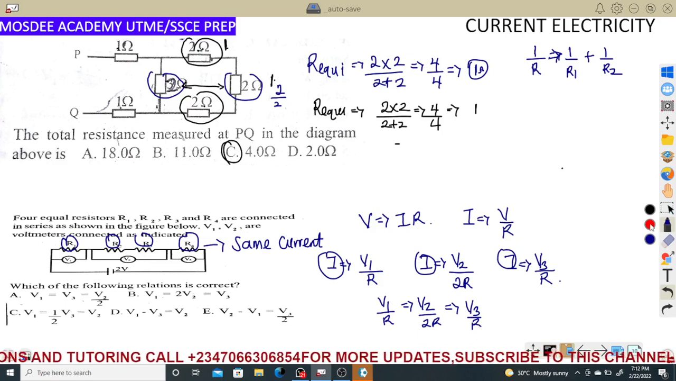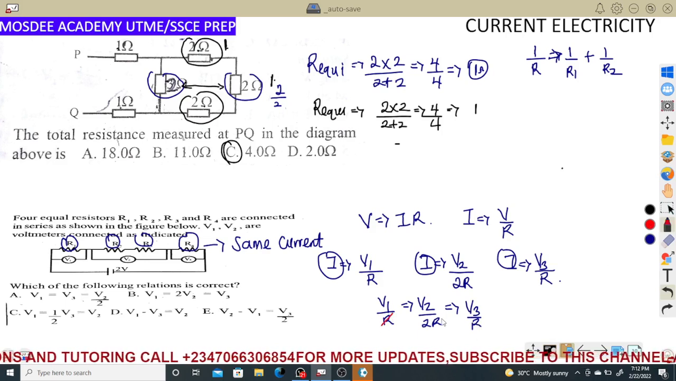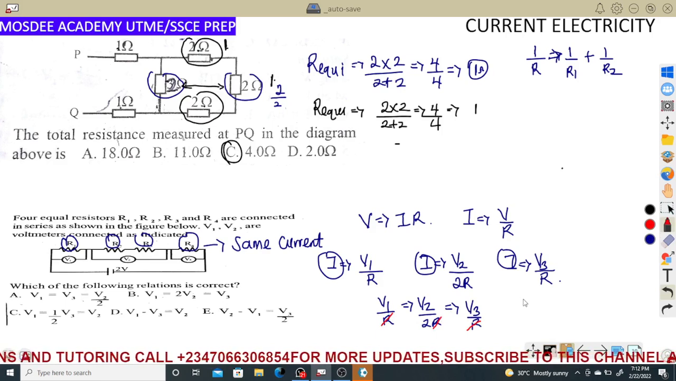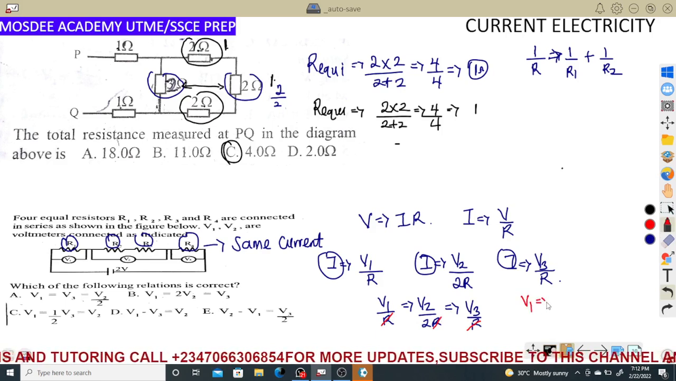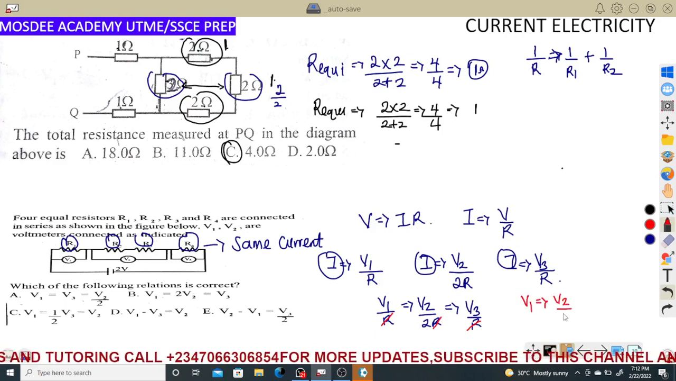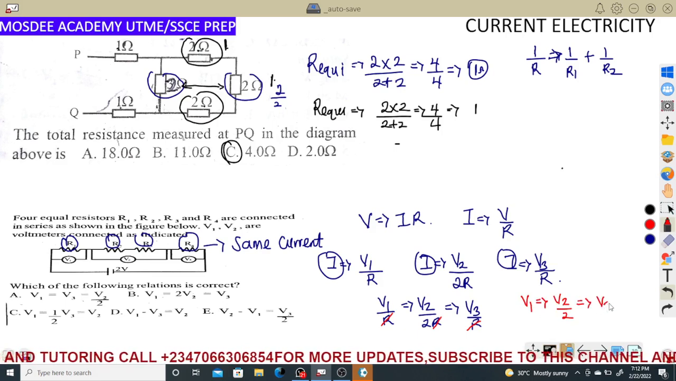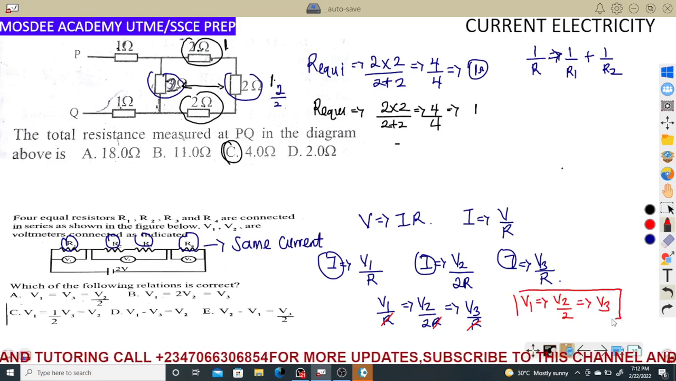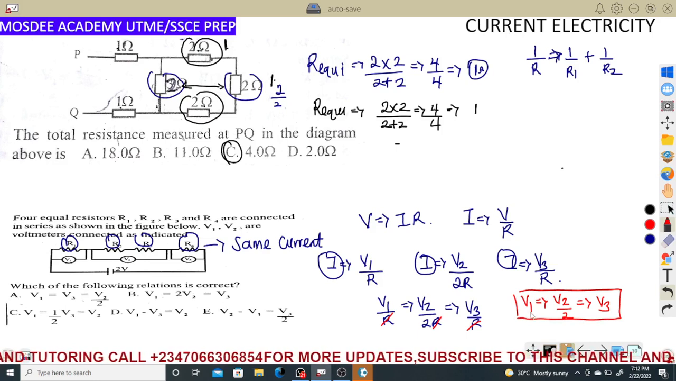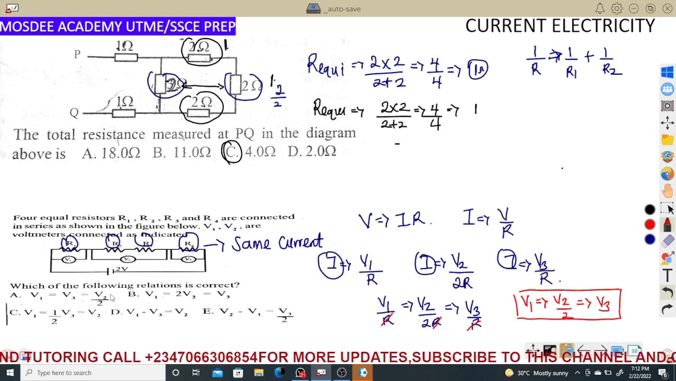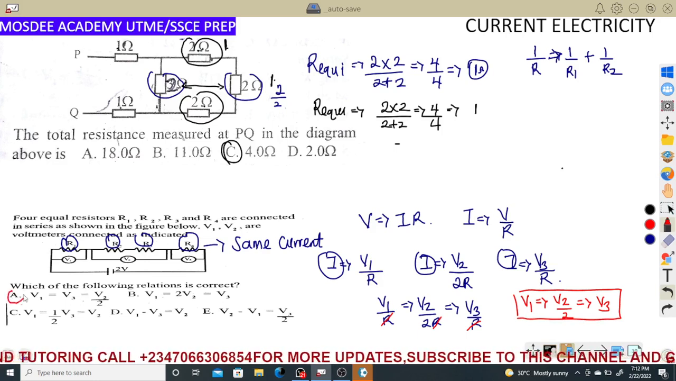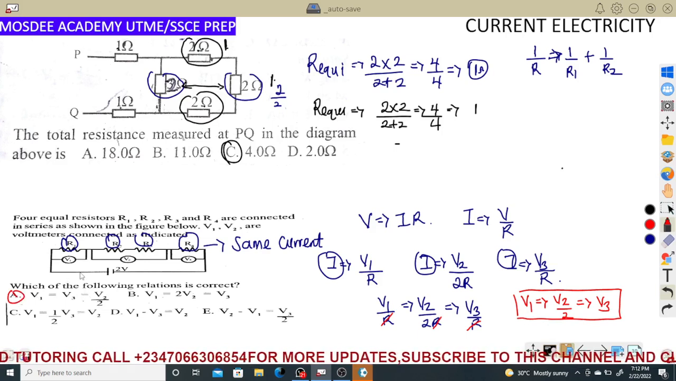What happened? R is also equal, so R gets cancelled out. Cancel all the R. What do you have? You have V1 is equal to V2 over 2 is equal to V3. So this is what you are having. You can check the expression if there's anything that looks like this. So V1 is equal to V3 is equal to V2 by 2. You can see the way I have solved that because I know the concept. So that's that about that.